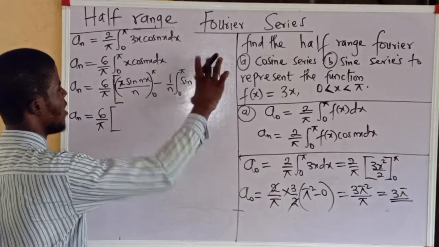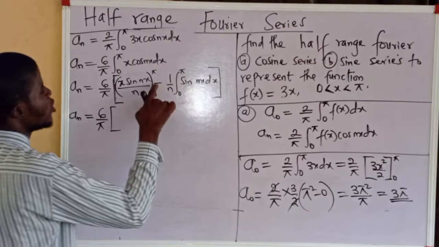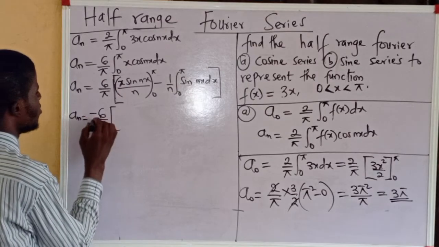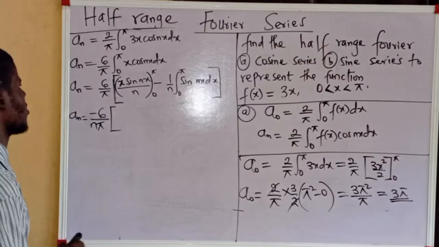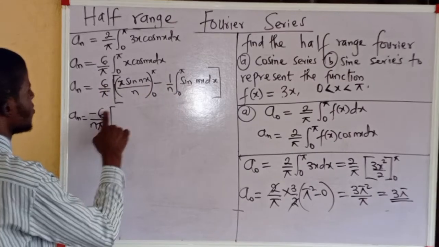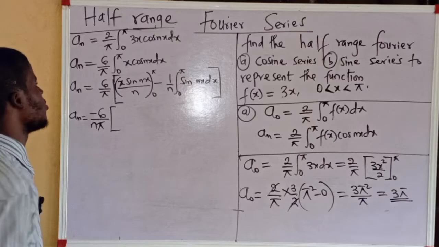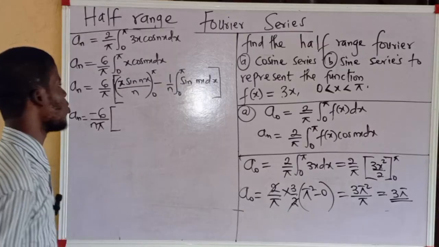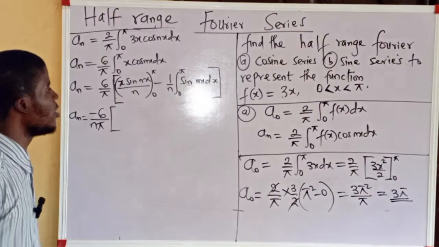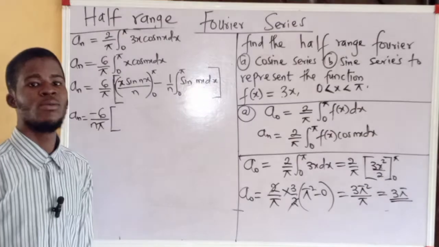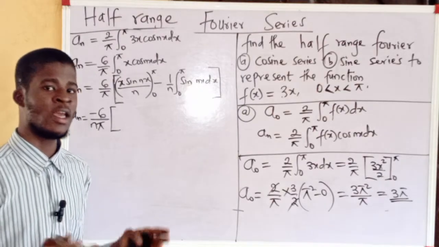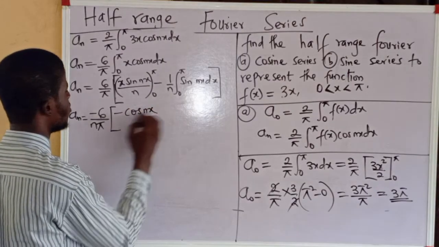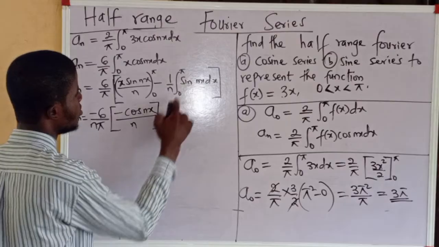Minus 1 over n times this integral. So minus 1 over n can actually come out. We have something like this: minus 6 over n pi. Yes, 6 times minus 1 is minus 6, and pi times n is n pi. So we are having just the integral of sine nx dx from 0 to pi. So we can take that integral. If we integrate sine nx dx, we are going to obtain minus cos nx over n. Okay? So minus cos nx over n from 0 to pi.